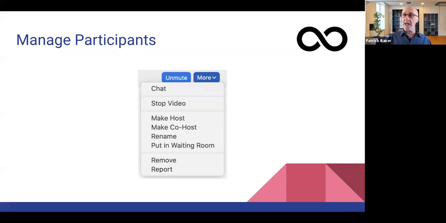You can rename the individual if they're having trouble doing it themselves. You can also put them back in the waiting room. So you can essentially put someone in timeout, as it were, and park them there for any reason at any time. The last two options are kind of items of last resort. You can remove someone from the meeting. If you have someone who, for whatever reason, you want out of the meeting altogether, you can remove them.